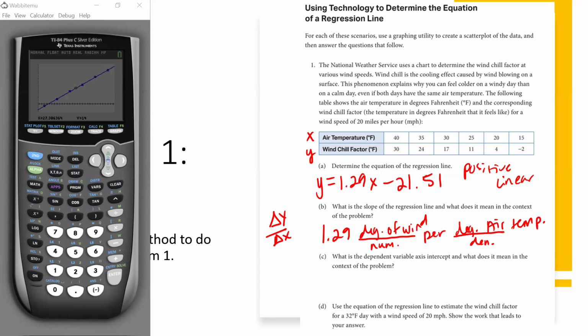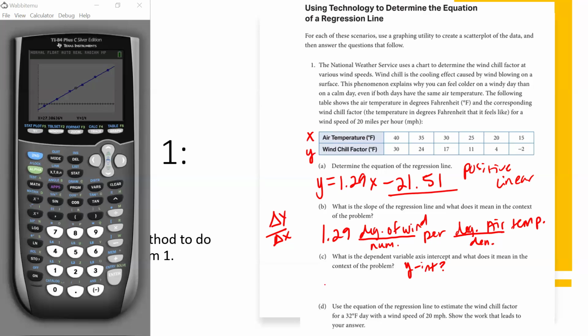All right. What is the dependent variable axis intercept and what does it mean? So dependent variable axis is just simply asking, what is your y-intercept? It's just a fancy way of saying, what is the y-intercept? So for this problem, based on our regression model, what is our y-intercept? It's going to be what out of our equation? Negative 21.51. So what does it mean?